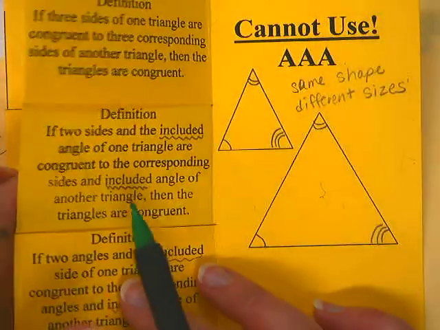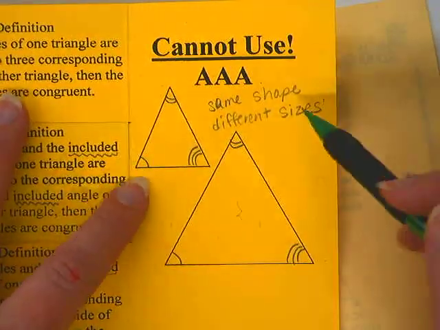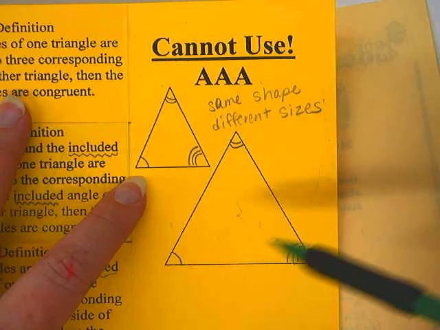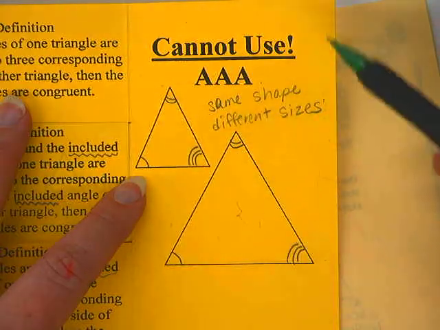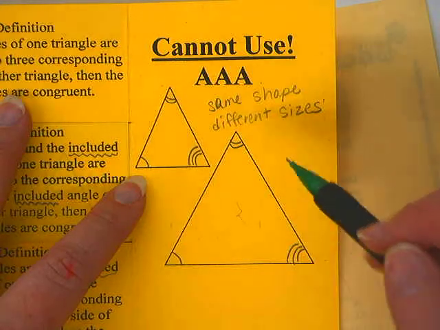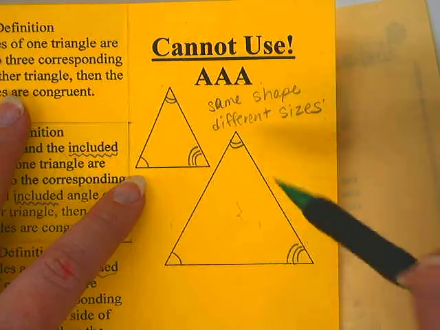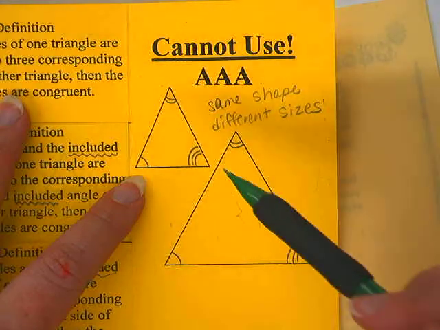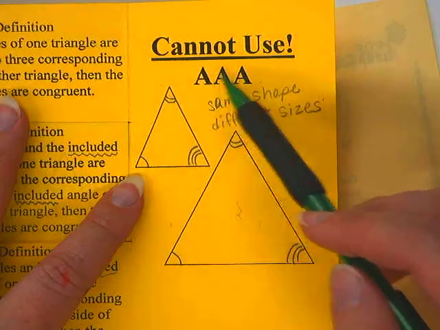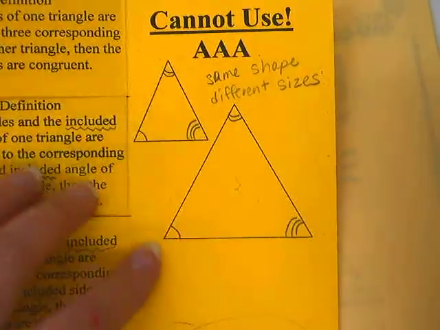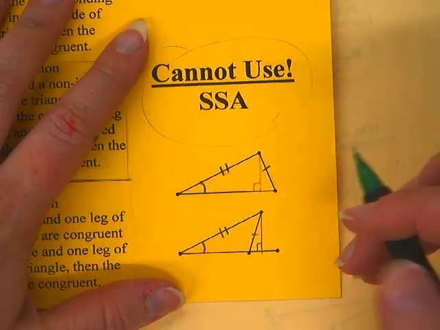Okay? Then there's a couple of things that do not work to prove triangles congruent. Angle, angle, angle does not work because you could possibly have 2 triangles that have the same angles but different sizes. We're going to talk about this in the next chapter. We're actually going to call these similar triangles, but not congruent, because if they're not the same size, even though they are the same shape, they are not congruent. So AAA is not a valid way of proving triangles congruent.